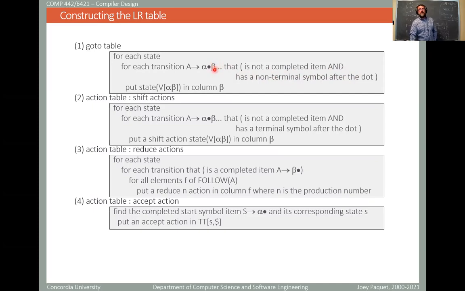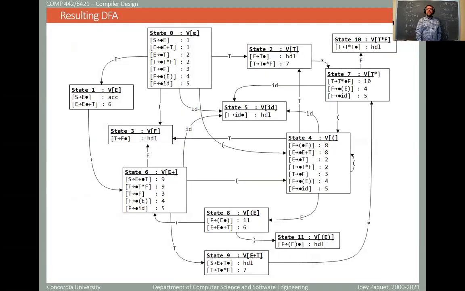If you find one of these, then you put state of V alpha beta in column B. Essentially, after you go past this non-terminal, you will have V of alpha beta, and that's what you put inside column B of the go-to table. So let's try to find them. Maybe we're going to find them here. In state 0, you have E after the dot. So that's essentially V of E.